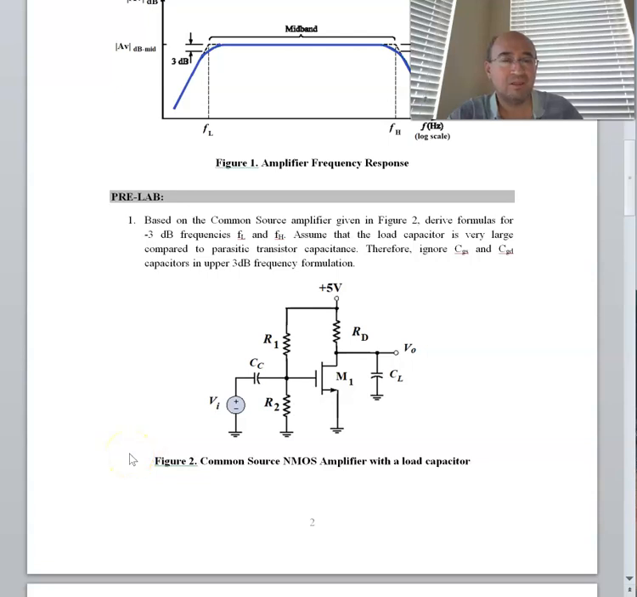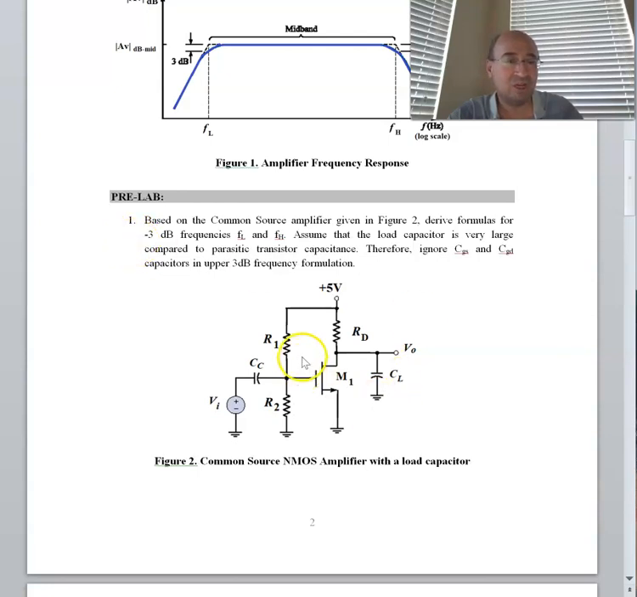This is the second open-ended lab, or the team lab. In this lab, you will look at the common source NMOS amplifier frequency response. Basically, there are two capacitors in this circuit. And in Prelab number 1, you will simply derive the expressions for the corner frequencies.